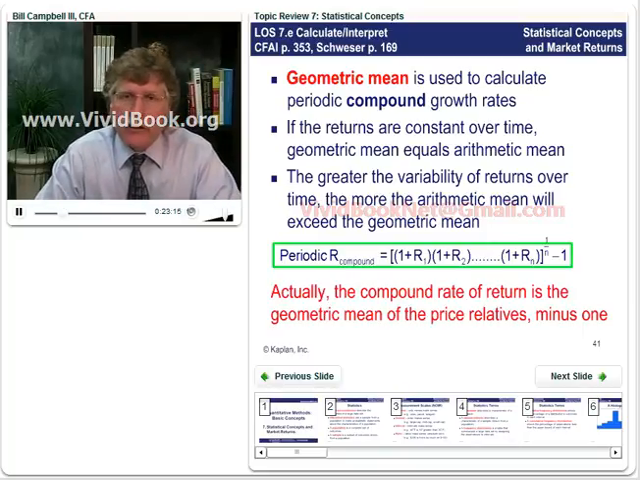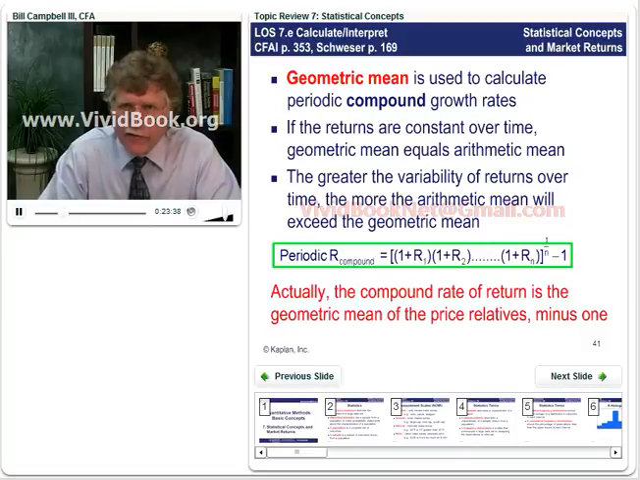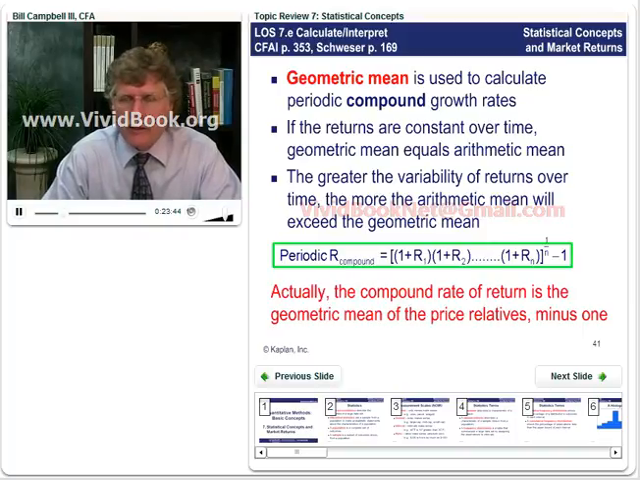Algebraically, the formula that I just typed in is exactly the same as the one that you have above it. The periodic return is 1 plus R1 times 1 plus R2, 1 plus Rn, multiply those all together, you take the nth root and you subtract 1. The thing I like about writing it the way that I showed you is that now we have 1 plus R everywhere in this formula. We have 1 plus the compound return over there on the left. We have 1 plus each of the individual returns over there on the right.